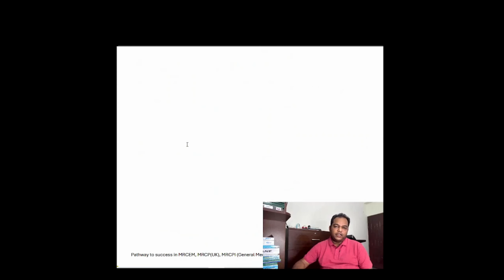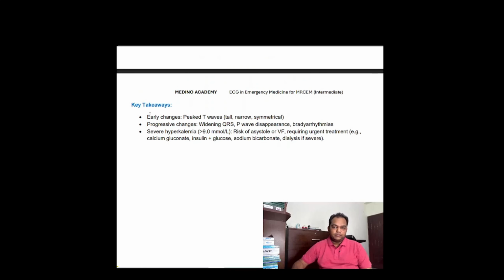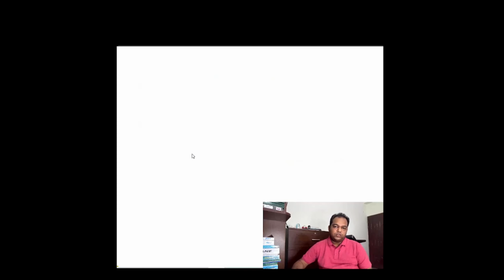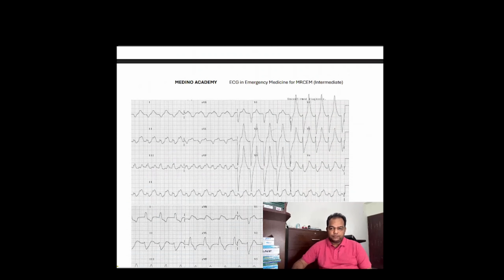What are the ECG findings of hyperkalemia? In case of hyperkalemia, we can find tall peaked T waves. Tall peaked T waves are the first finding of hyperkalemia. And then, what are the progressive ECG changes? Widening of the QRS complexes.